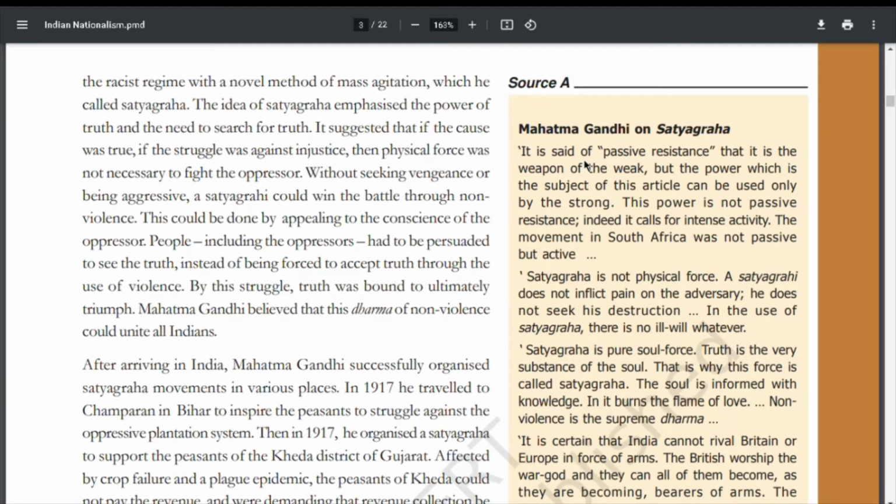People, including the oppressors, had to be persuaded to see the truth instead of being forced to accept truth through the use of violence. By this struggle, truth was bound to ultimately triumph. Mahatma Gandhi believed that this dharma of non-violence could unite all Indians.